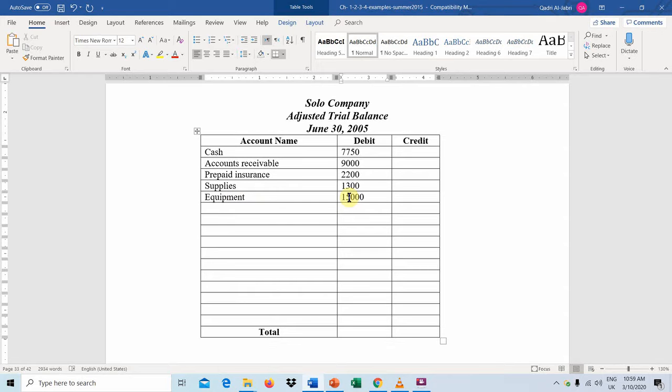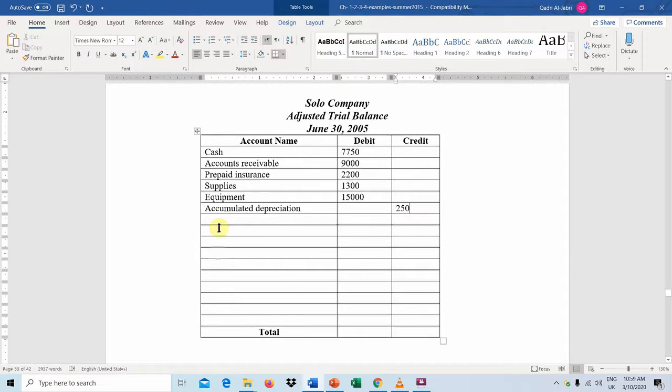Also, I prefer to add the account that is called accumulated depreciation, because this account will be deducted from the equipment. So we said this account, accumulated depreciation, will be included with the assets, but it will be deducted from it. So accumulated depreciation, as we said before, it will be credited by 250. Okay, now we are done with the assets.